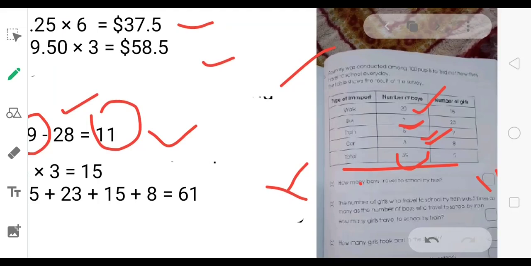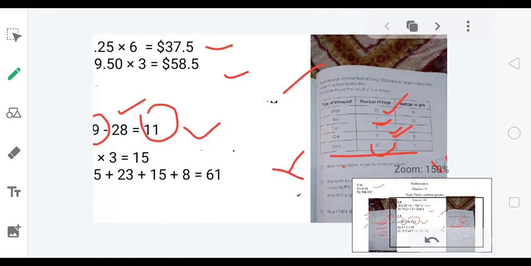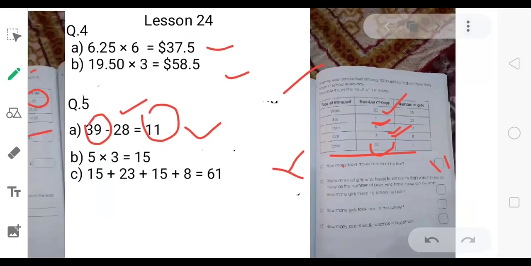Now listen to me. How many boys travel to school by train? That is 5. And how many girls? They said it is 3 times as many as boys. Okay, it means you will multiply. How many boys go to school by train? That is 5. And it's 3 times as many as boys. So 5 multiplied by 3 is 15. It means 15 girls go to school by train.